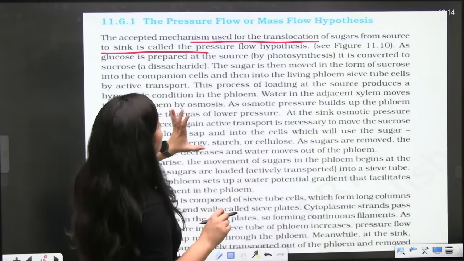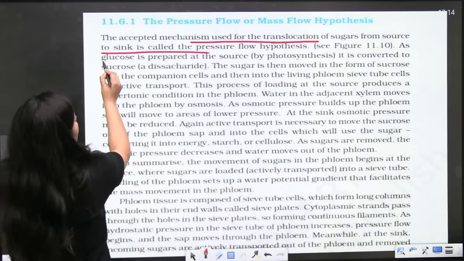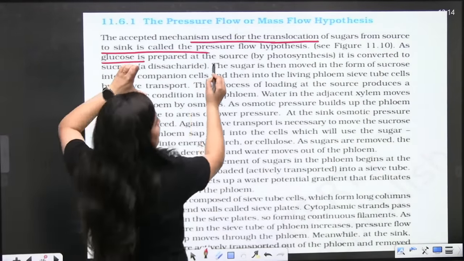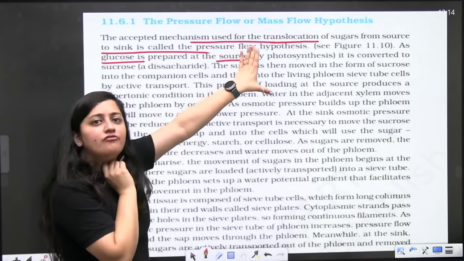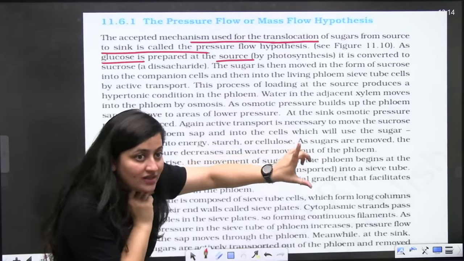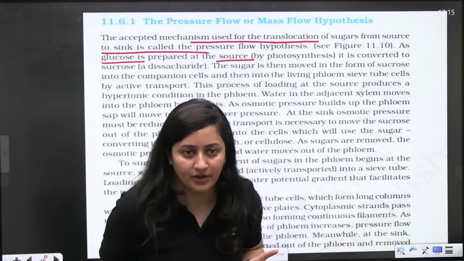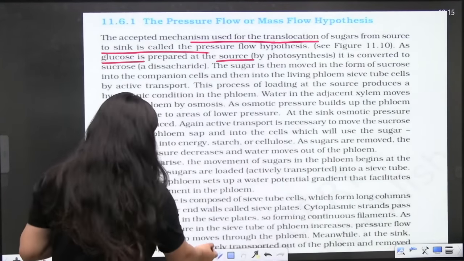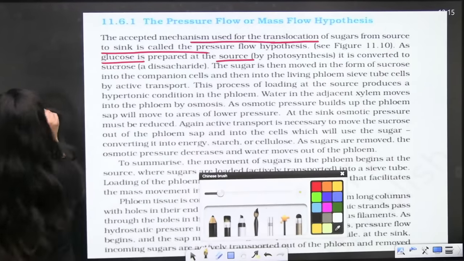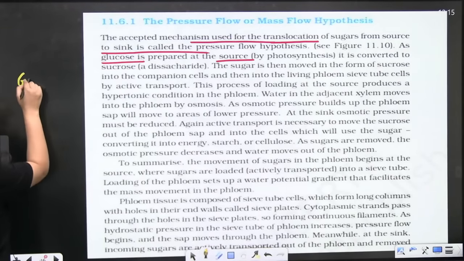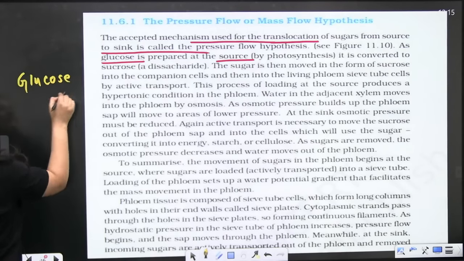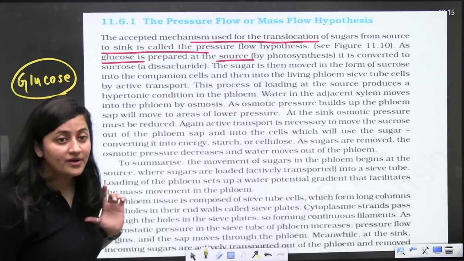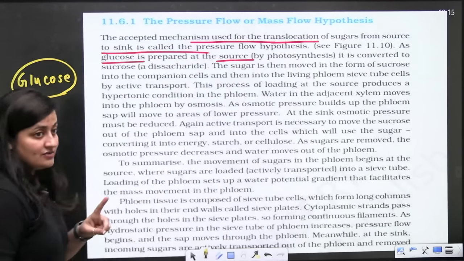So, the pressure flow hypothesis we are discussing. Glucose is prepared at the source. Source here is the leaves, where photosynthesis will occur. But what is the point that you need to remember here? Kindly note down: no doubt, glucose will form, but it is not the glucose that is translocated.